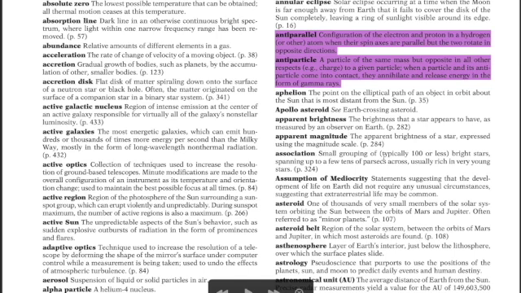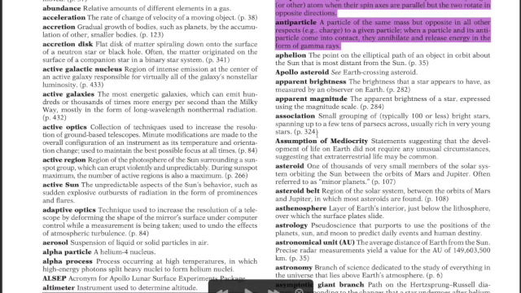Association: a small grouping of typically 100 or fewer bright stars spanning up to a few tens of parsecs, usually rich in very young stars. Association, these are clusters of stars. A cluster of bright stars, association means a cluster of bright stars.